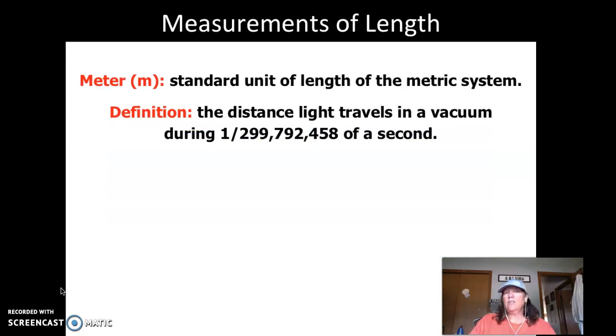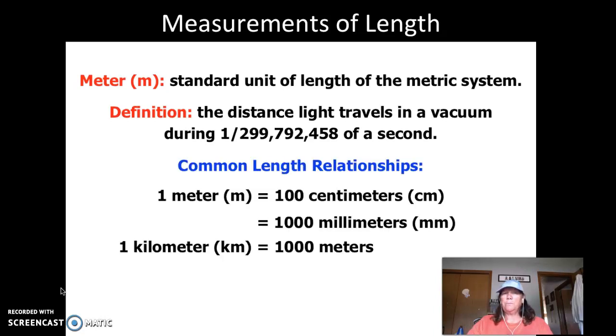Okay, a meter is the standard unit of length. If we were going to measure small units, like when we would use an inch, we use centimeters. They have defined it, and I'm not going to worry about whether you know that a meter is the distance light travels in a vacuum in a short fraction of a second. But a meter is the standard unit of length. It is about, like I said, 39 inches, a little bit more than a yard.